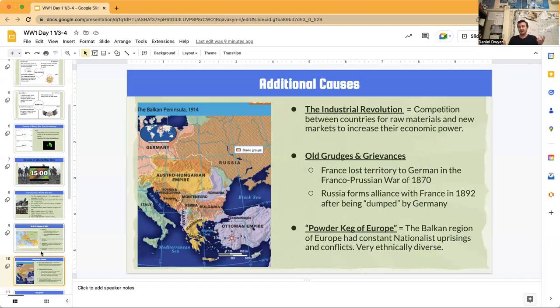Then lastly, they have what they call the powder keg of Europe. So the Balkan region of Europe had constant nationalist uprisings and conflicts. It's a lot of different ethnic minorities kind of grouped in one area, and that caused a lot of conflict. They had smaller countries that would be fighting with other countries, all kind of being pushed together.